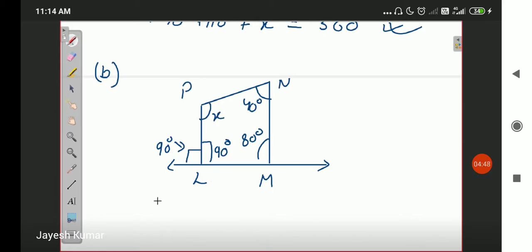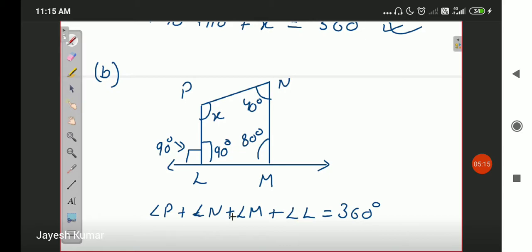Once again, what you will say is that in the quadrilateral PNML, the sum of all the angles, that is angle P plus angle N plus angle M plus angle L, is all equal to 180 degrees. I am writing again and again 180 degrees. That is incorrect. It is all equal to 360 degrees.